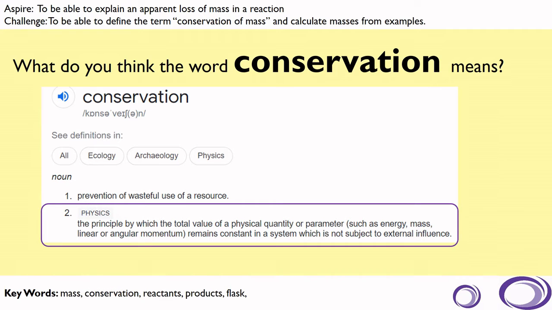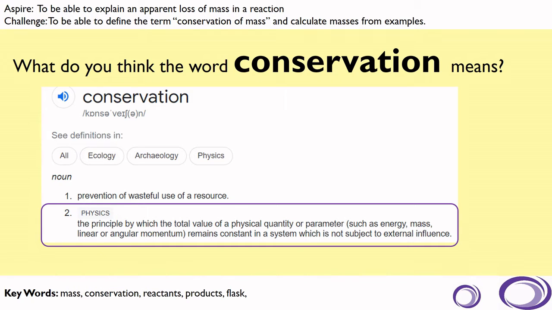So conservation has two meanings if we look at the dictionary definition. The first meaning is prevention of wasteful use of a resource. However, in physics, it is a principle by which the total value of a quantity remains constant in a system. Now that quantity could be energy, mass or momentum. And in today's lesson, we are looking at the conservation of mass.